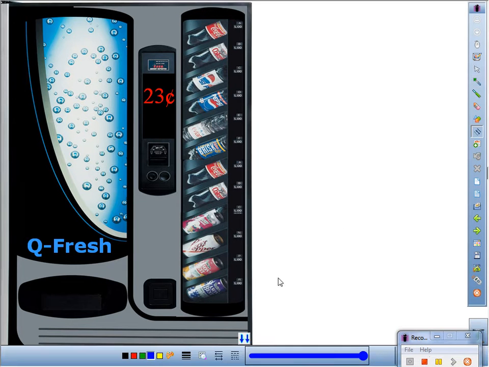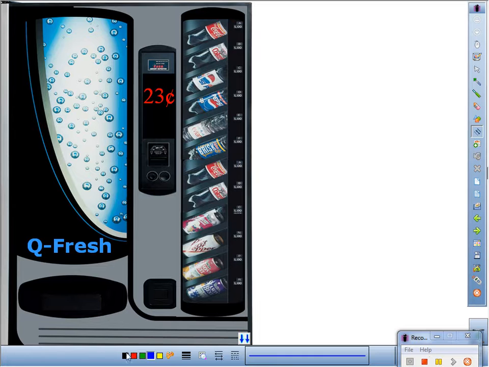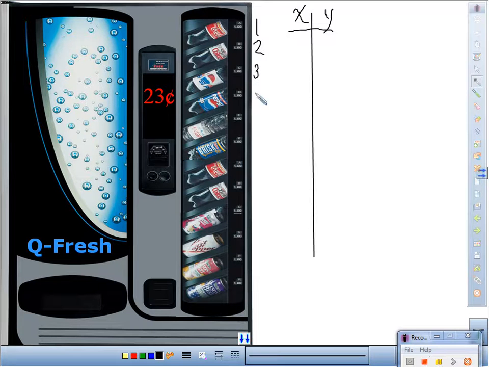So my vending machine, you know, I'm going to send out people to go get sodas, and I need to keep track of my inventory to see what is being sold. So therefore, I'm going to go ahead and make a table to keep track of it. And I said this is X, this is Y, and we have so many buttons. We have button number 1, 2, 3, 4, 5, 6, 7, 8, 9, 10, 11, and 23.